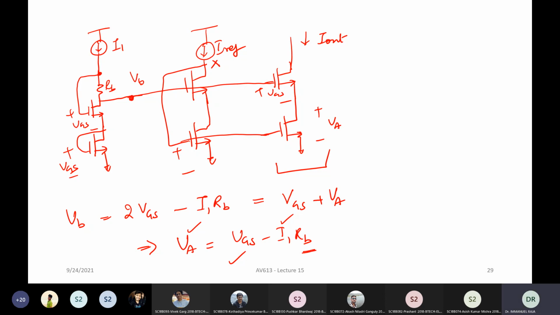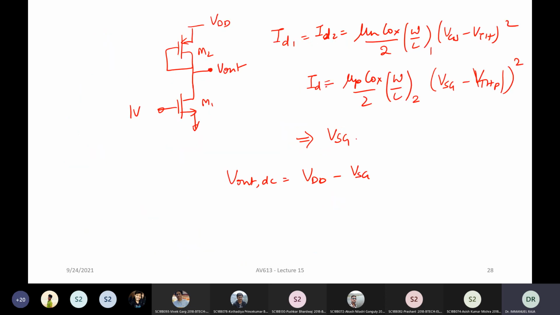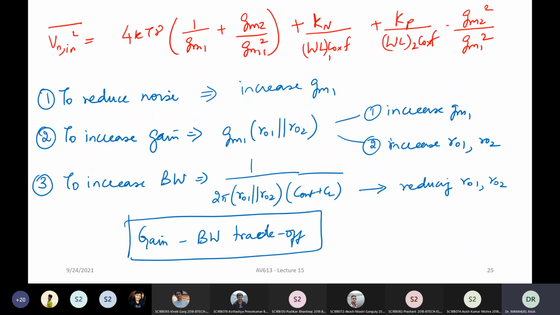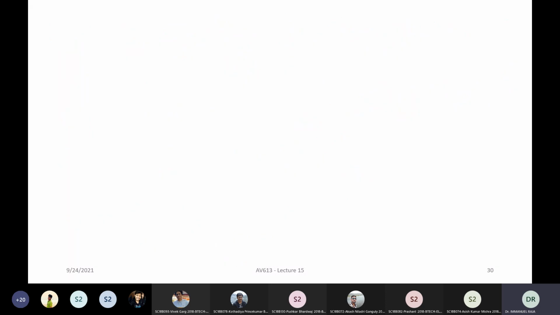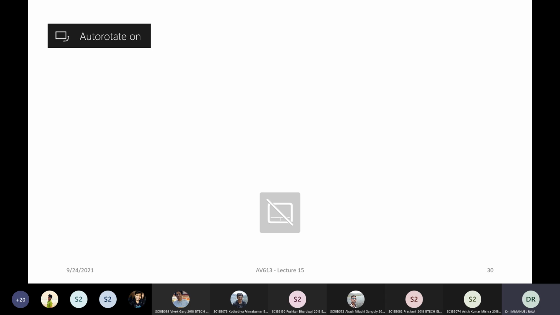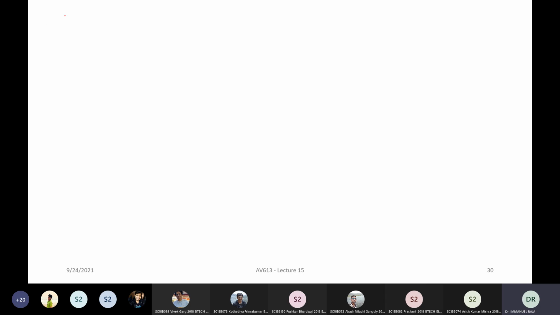Right. So now let us continue what we were doing earlier. We were looking at the bandwidth and gain bandwidth trade-off. We looked at all these noise and other things, right? What we will look at today is a couple more topologies of common source. Let's start with this. It's called common source with what is called an active load.